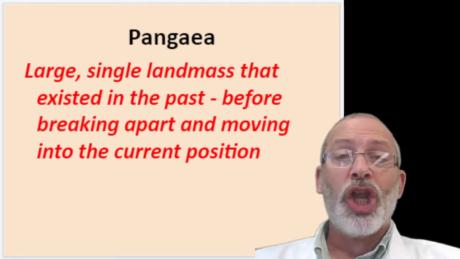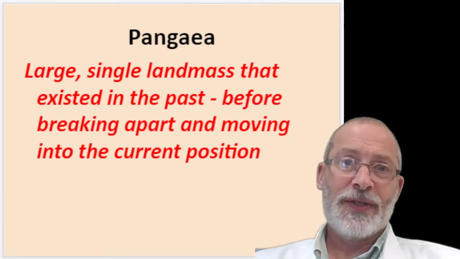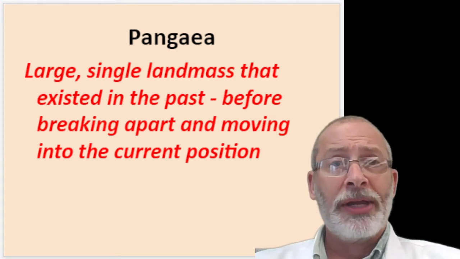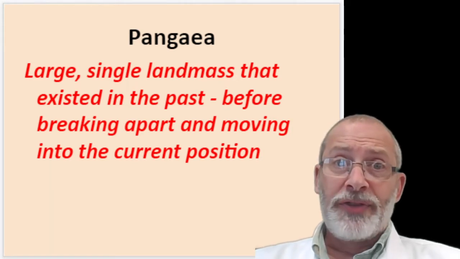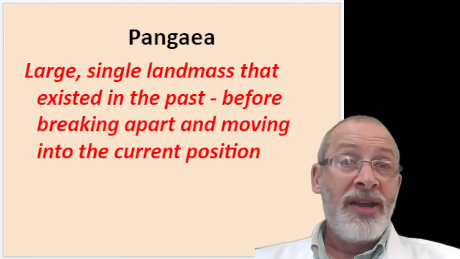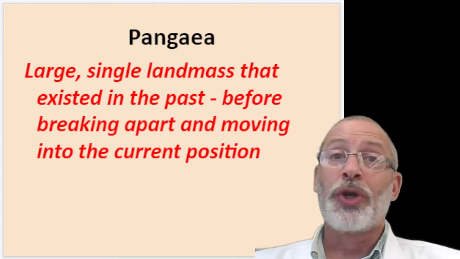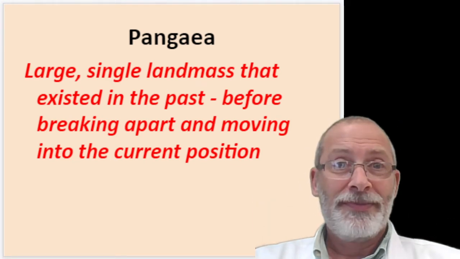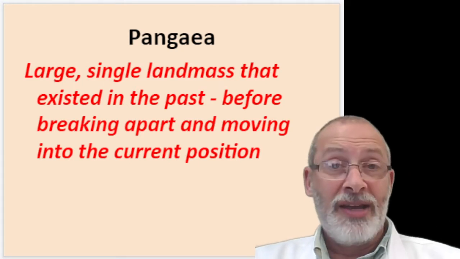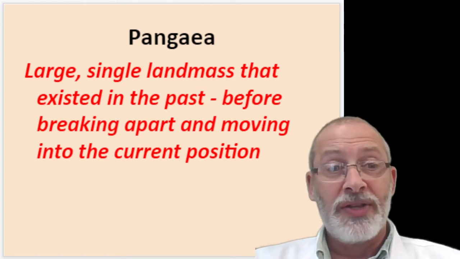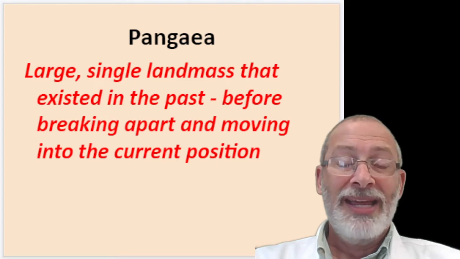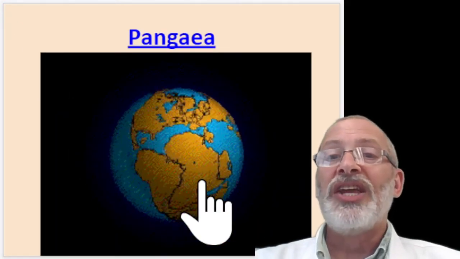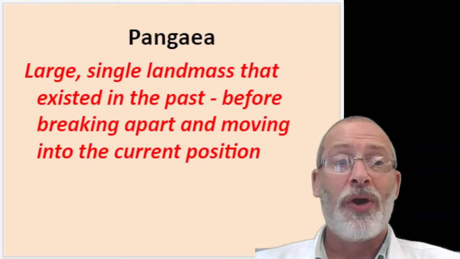Pangaea describes the large single landmass that existed long ago in the past before breaking apart and moving into the current position. If the theory of continental drift is true, which we know it is, and the continents are getting further apart today, that means in the past, the continents were closer together. And if we follow time back from the present and we trace back the motion that the continents and the land masses and the plates are currently experiencing, then we can extrapolate from that all of Earth's land masses at one point were together in a single landmass. And that single landmass is what we call Pangaea.